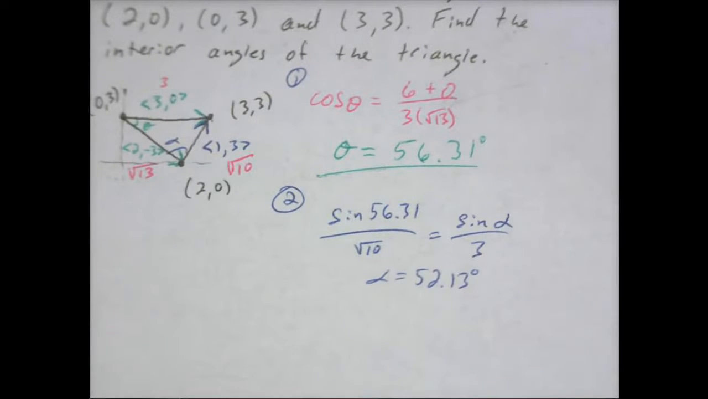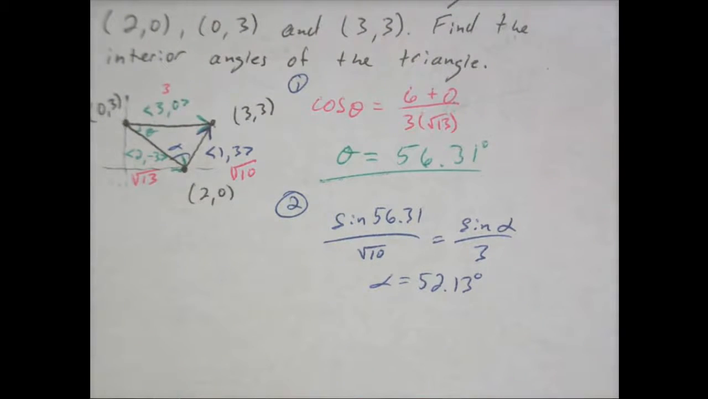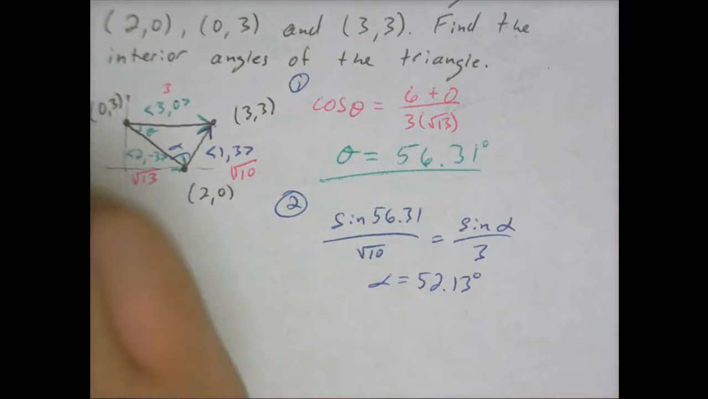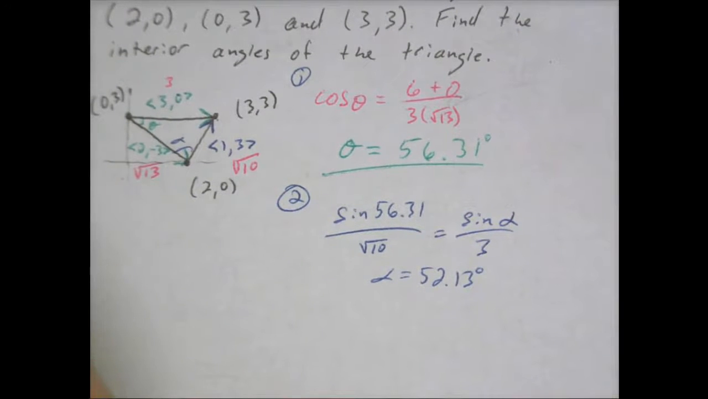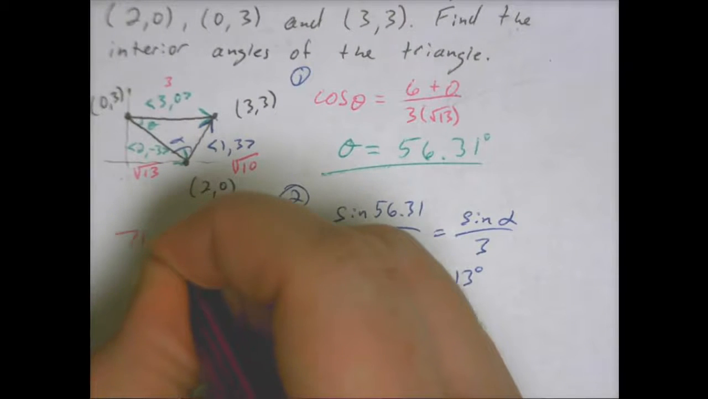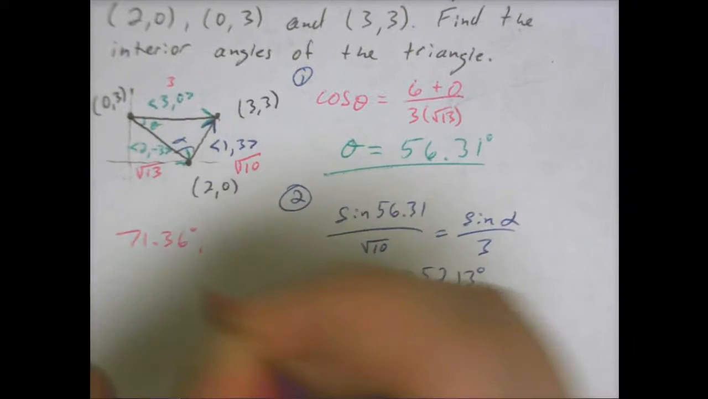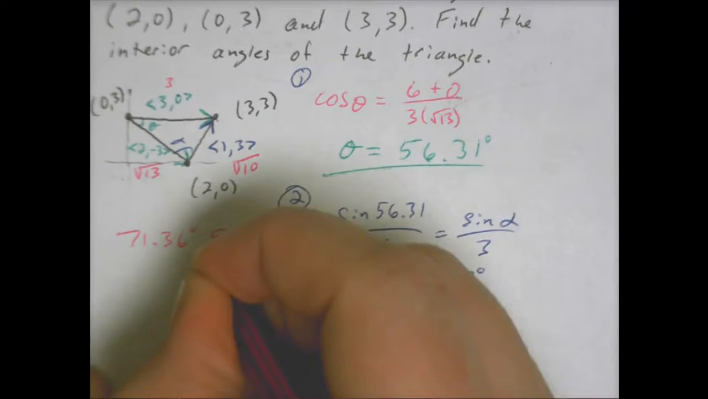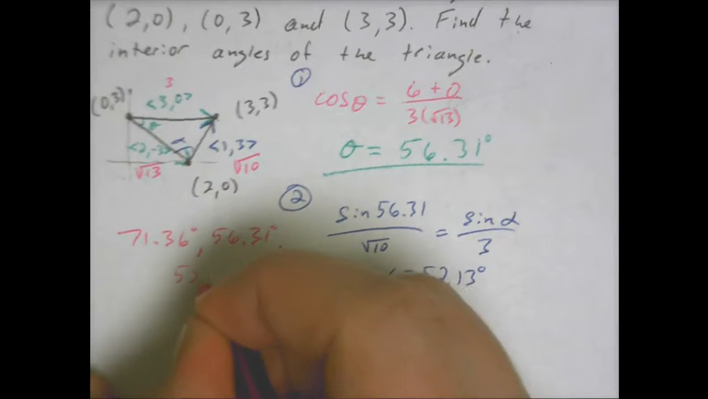I know that there are 180 degrees in the triangle, so I will say 180 minus those two angles. So 56.31 minus 52.13. So my other angle should be 71.36. I have 56.31, and I have 52.13.